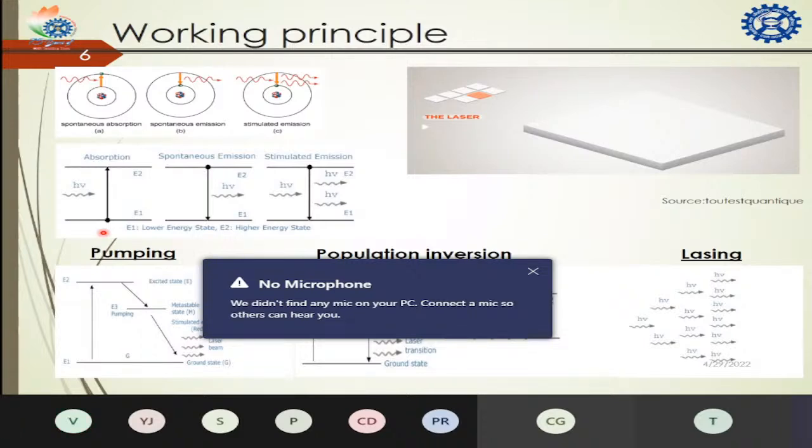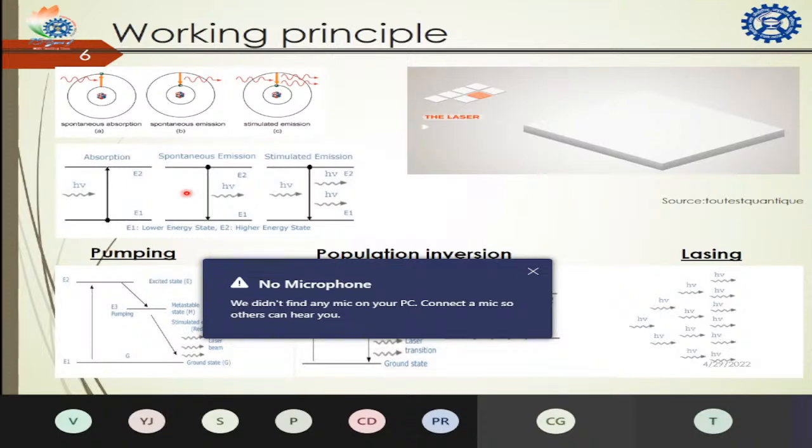So in spontaneous emission, the electrons move from the lower energy state to the higher energy state, and after that, they have a definite lifetime of staying in that higher energy state. As soon as that lifetime ends, the electrons fall back and try to come back to the lower energy state. During this process, it emits energy in the form of a photon. This process is called spontaneous emission.